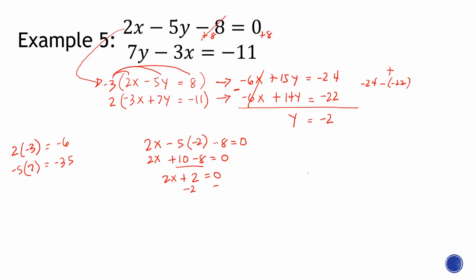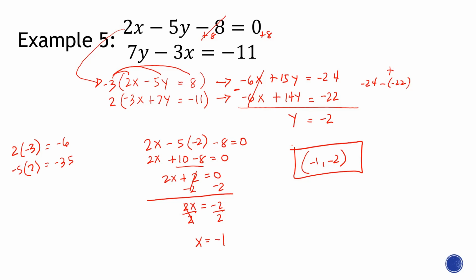And then I'm going to subtract 2 on both sides. This will be 2x equals negative 2. And finally, divide by 2 on both sides. Therefore, x equals negative 1. Okay, so that's our answer to this problem. Okay, so that's how we solve systems of linear equations using the elimination method.